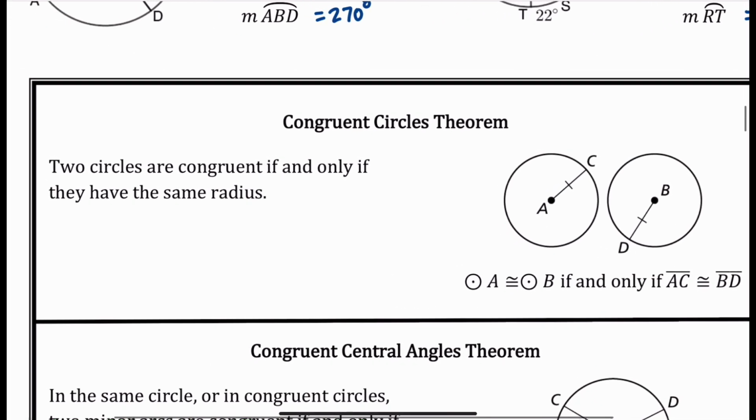Okay, let's look at some theorems. Two circles are congruent if and only if they have the same radius. So if the radius is the same, every circle will be congruent.